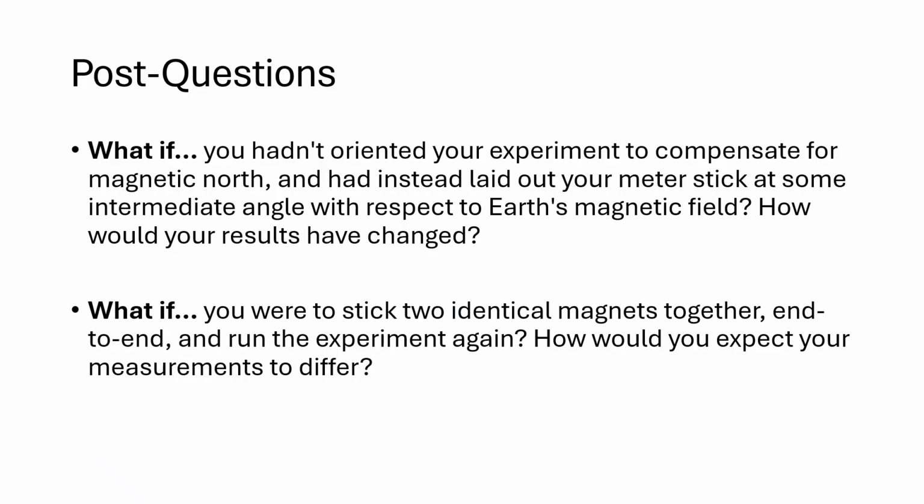Finally, we have some post-lab questions that we can answer. If I hadn't oriented my experiment to compensate for magnetic north, all of my numbers would be off by a constant. We could calculate this constant by knowing where exactly I am using my latitude and longitude to calculate the magnetic field from Earth, then subtract that from my observations. But it is far easier just to zero out my phone by pointing it towards magnetic north.